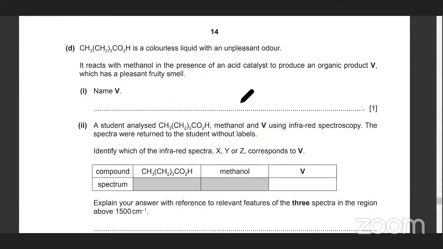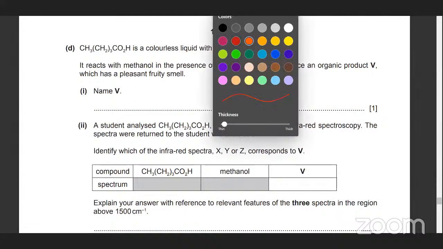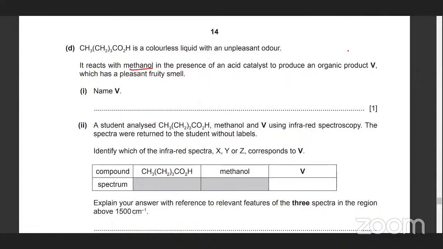Is there any other question? Let's try and complete this paper completely. You have this molecule and it is a colorless liquid. It's an acid. It reacts with methanol in the presence of an acid to produce a named compound V. So it's an ester. It's obviously an ester that's being produced. And he's reacting it with methanol. So it's CH3, and there are 3 CH2s, plus there is C double bond O and OH.